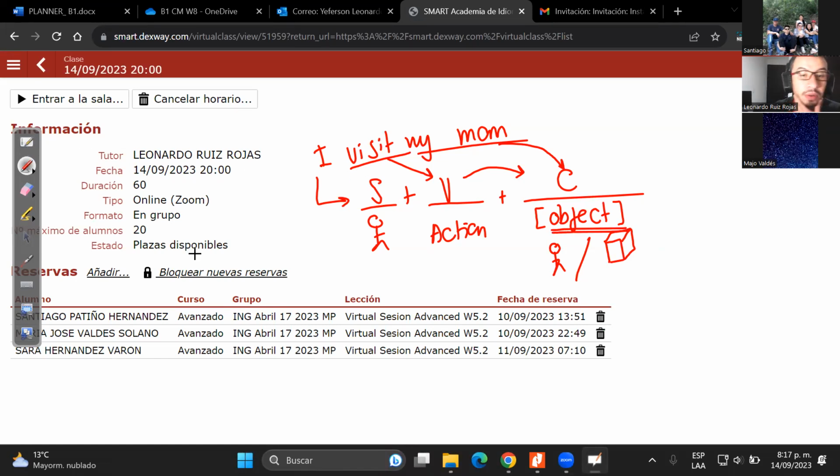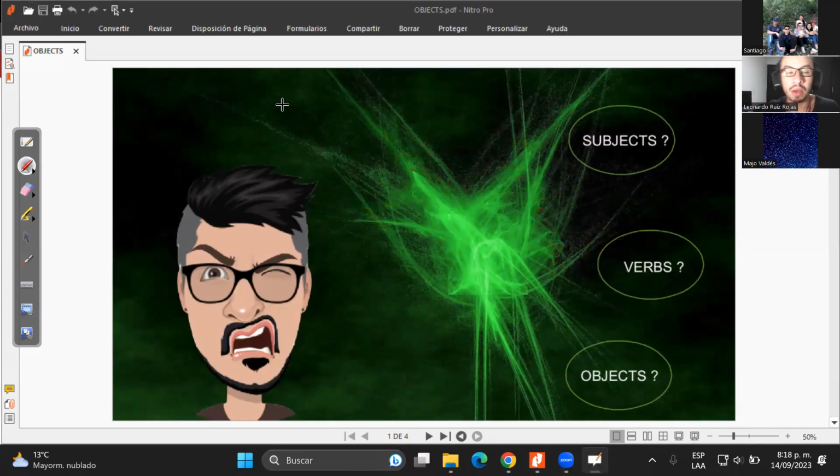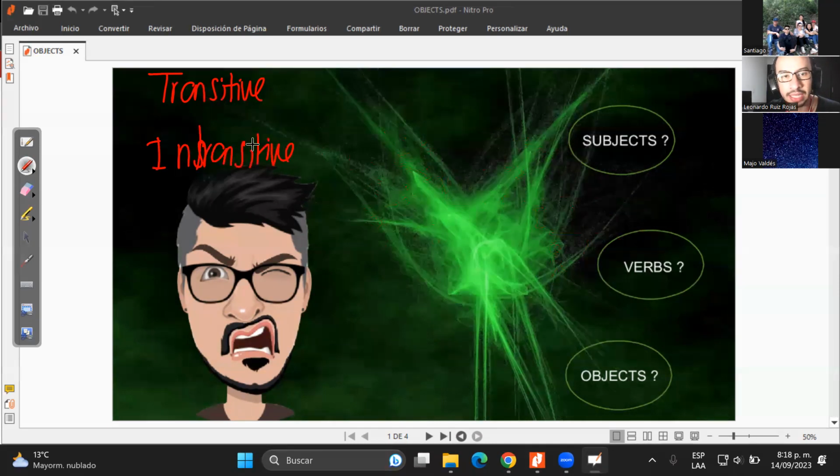Okay, so when we talk about this part of verbs, subjects, and objects, we're going to have different classifications of verbs. Ready? One of the verbs are going to be called transitive verbs, and the other ones are going to be called intransitive. We saw that at the beginning of this level. Remember what was the difference between transitive and intransitive?